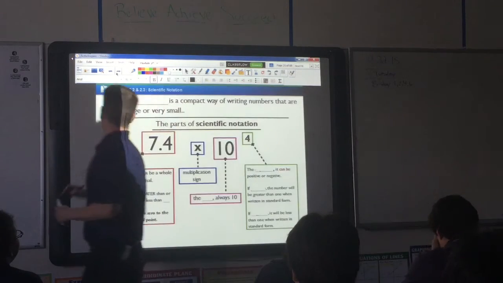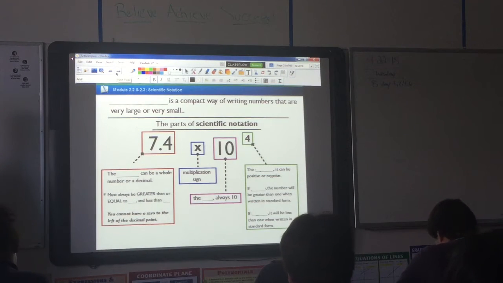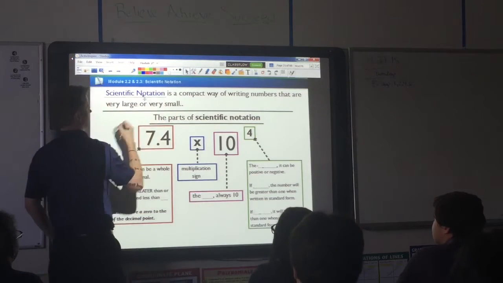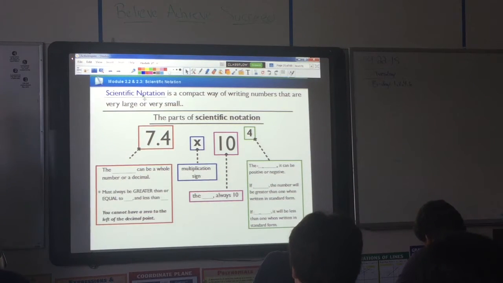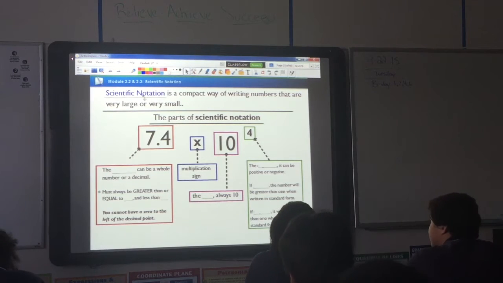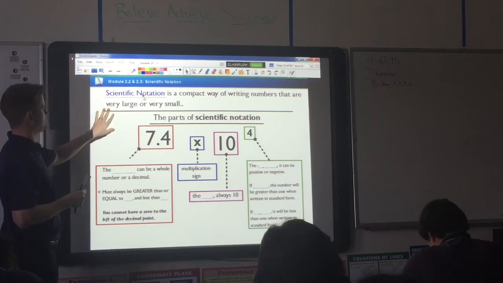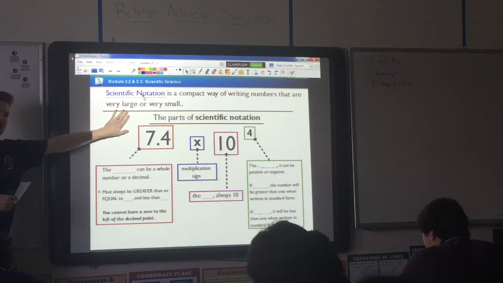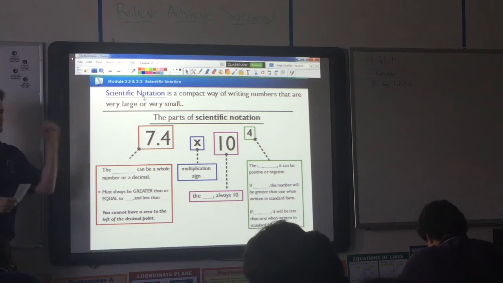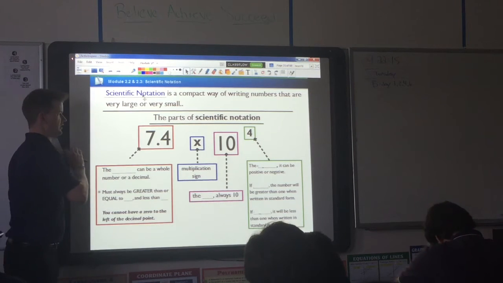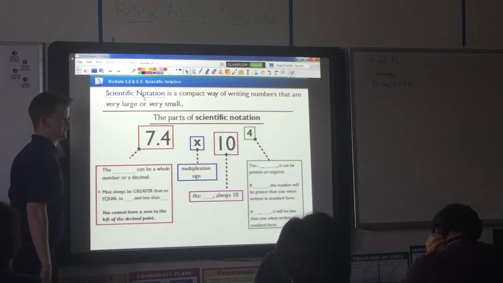All right, first things first, what is scientific notation? Let's figure out what it is. Scientific notation is a compact way of writing numbers that are very large or very small. This is where your pencil goes in your hand. So we're going to deal with large numbers and small numbers. We'll get there. Right now, I first want you to understand the parts of scientific notation.